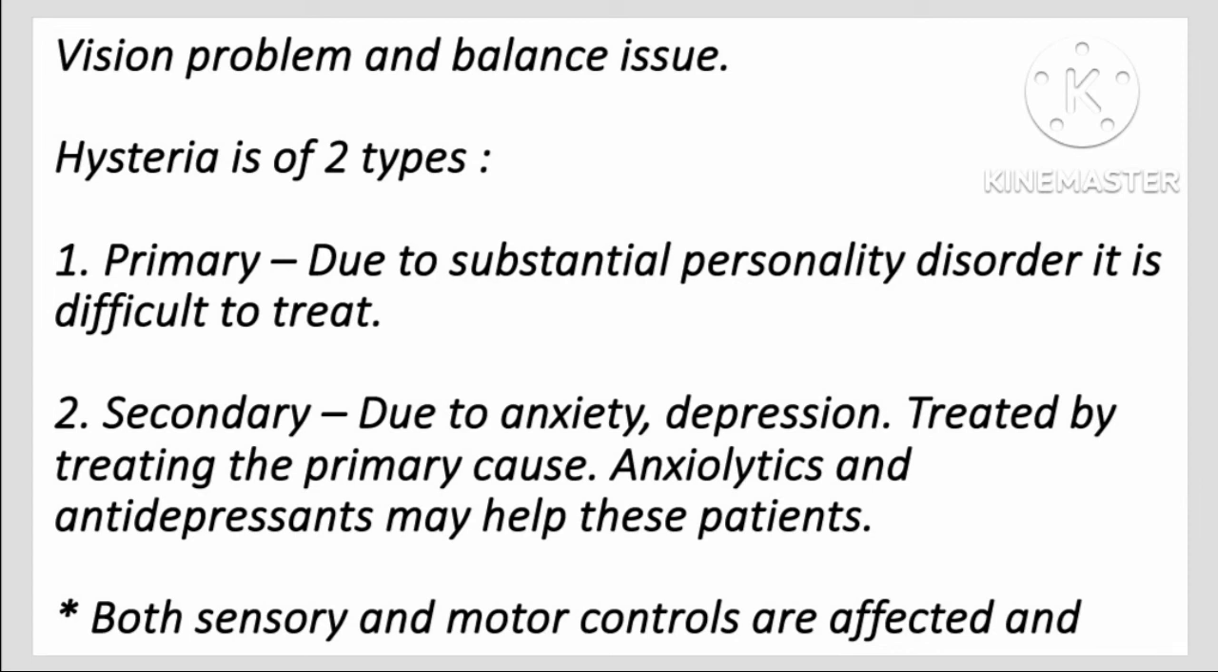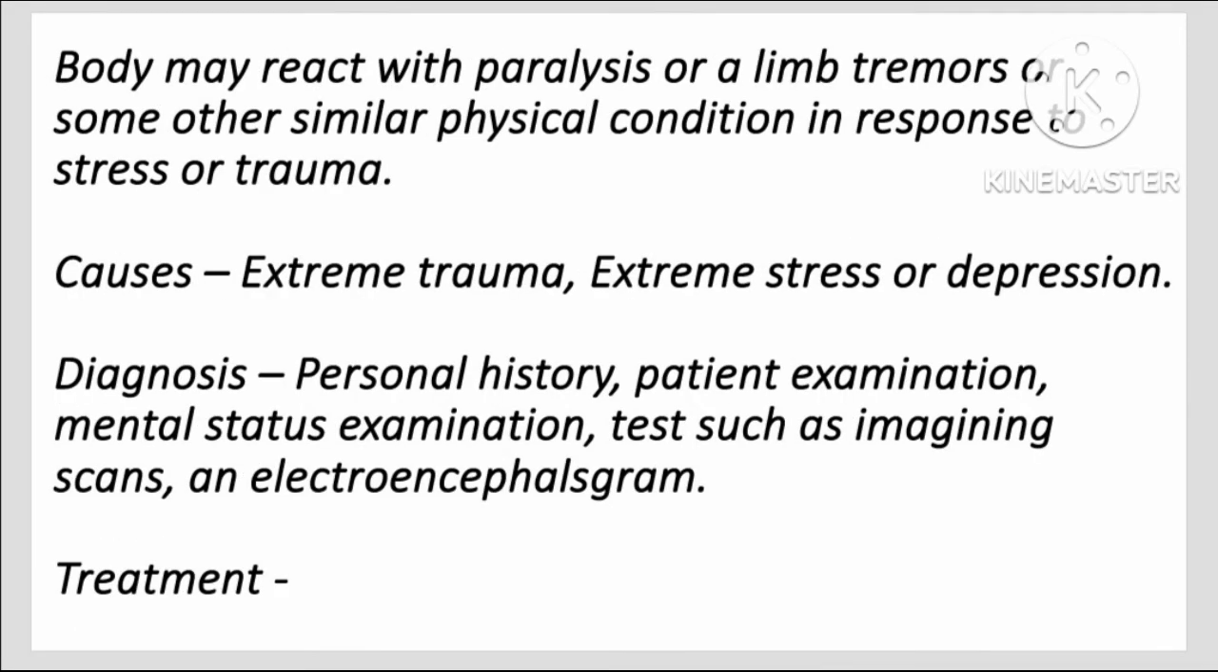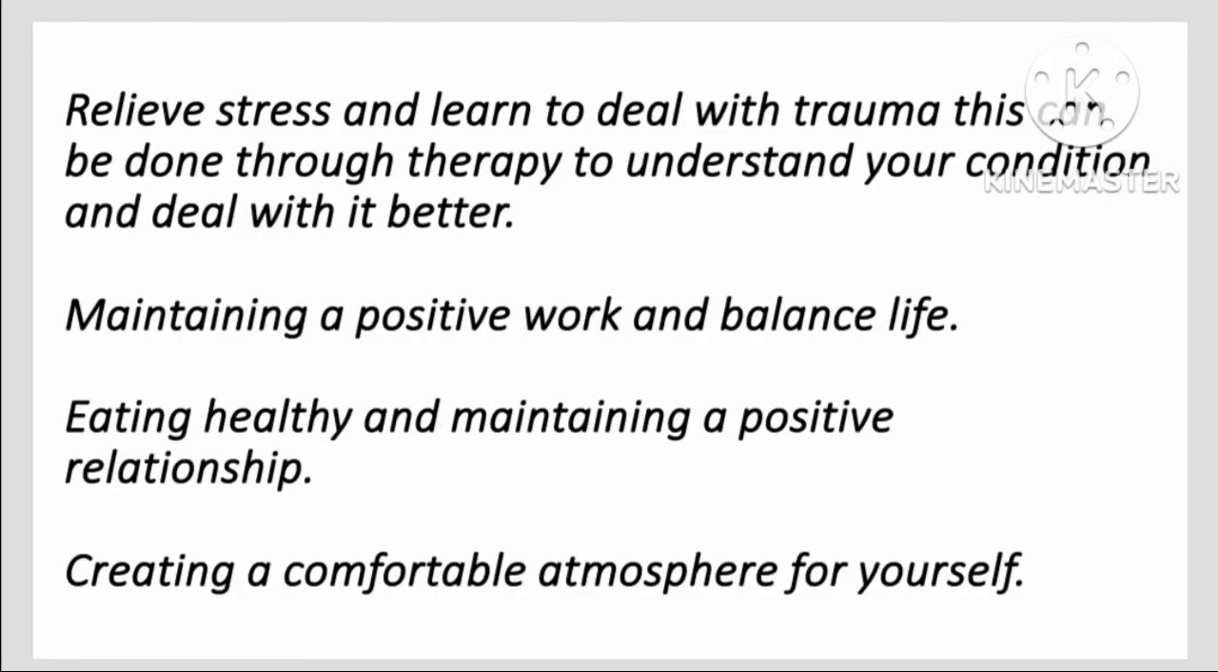Both sensory and motor controls are affected and the body may react with paralysis or limb tremors or some other similar physical condition in response to stress or trauma. Causes: extreme trauma, extreme stress or depression. Diagnosis: personal history, patient examination, mental status examination, tests such as imaging scan and electroencephalogram. Treatment: relieve stress and learn to deal with trauma. This can be done through therapy to understand your condition and deal with it better. Maintaining a positive work and balanced life, eating healthy and maintaining positive relationships, creating a comfortable atmosphere for yourself.